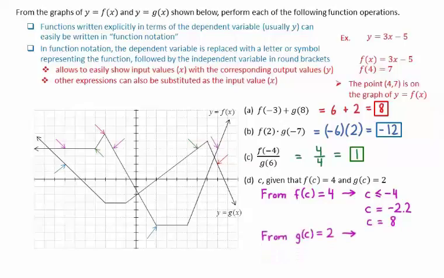Next, from g of c equals 2, we want the y-coordinate for g of x to be 2. This occurs at c equals negative 7, at this point, which is at c equals 4, and finally at c equals 8. In order for both f of c to equal 4 and g of c to equal 2, this happens at c equals negative 7 and 8.